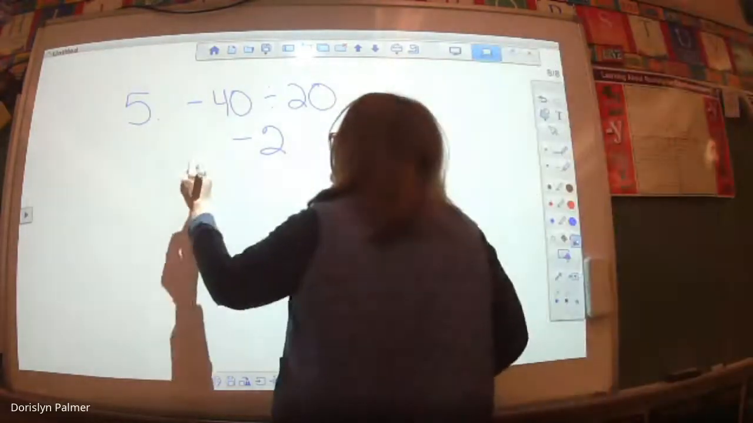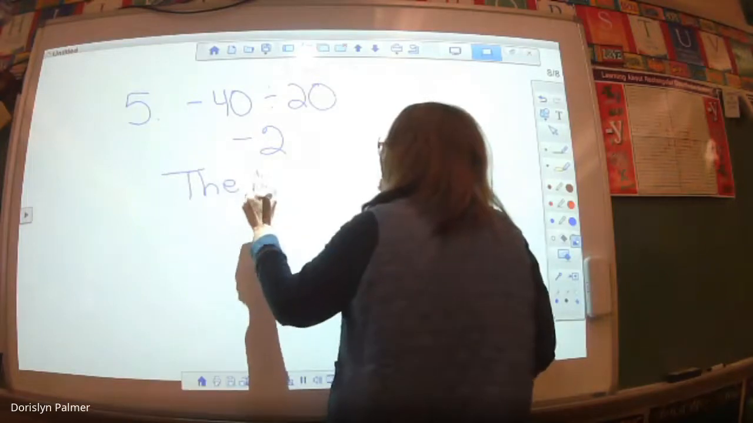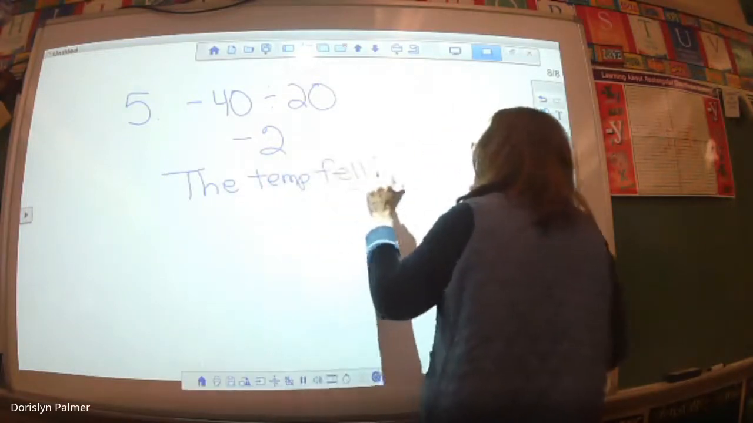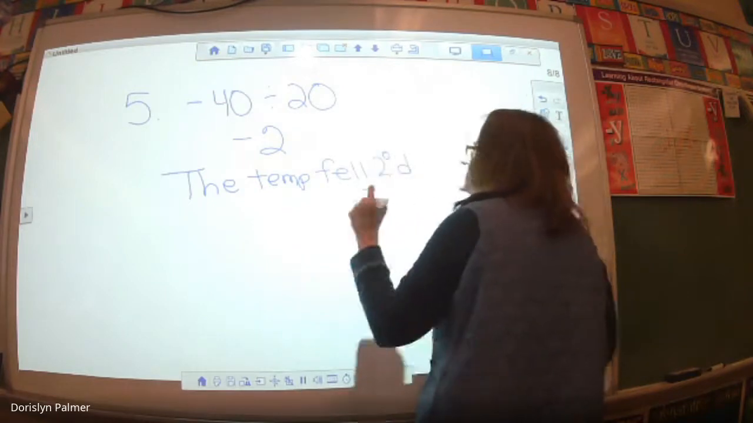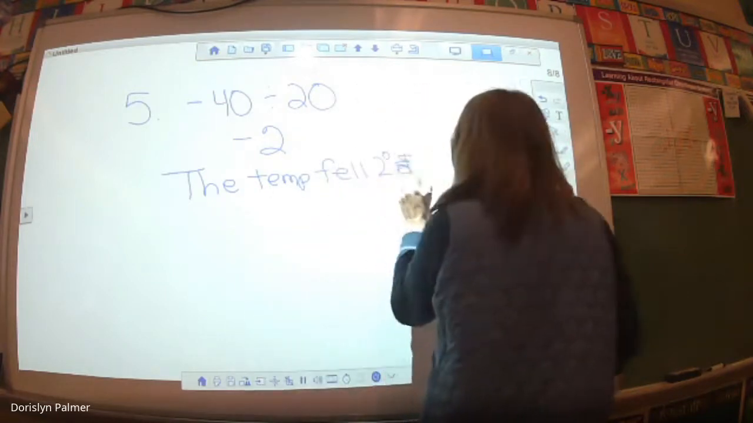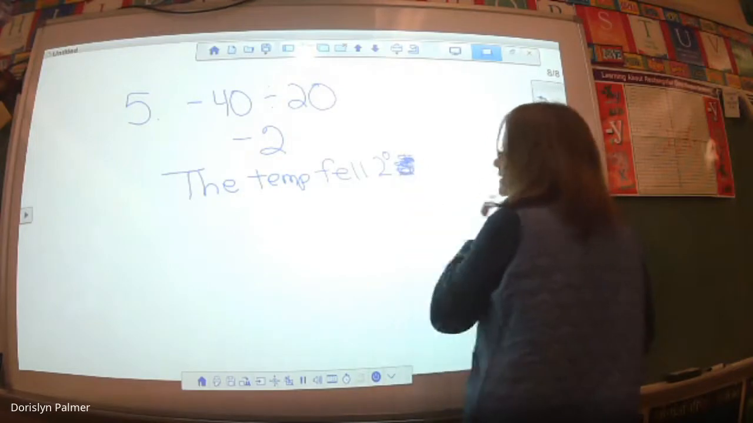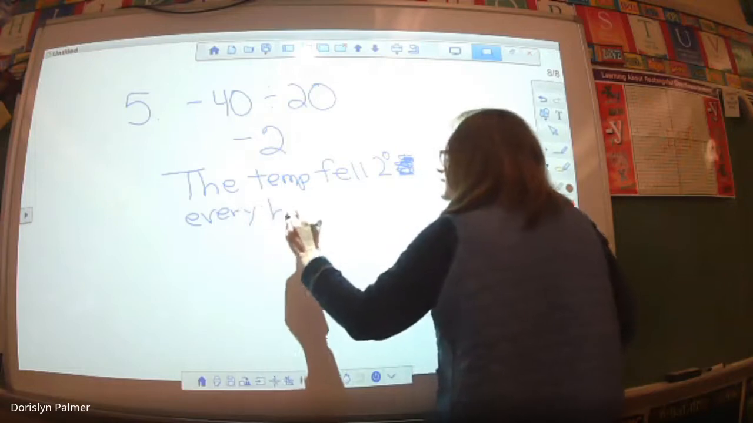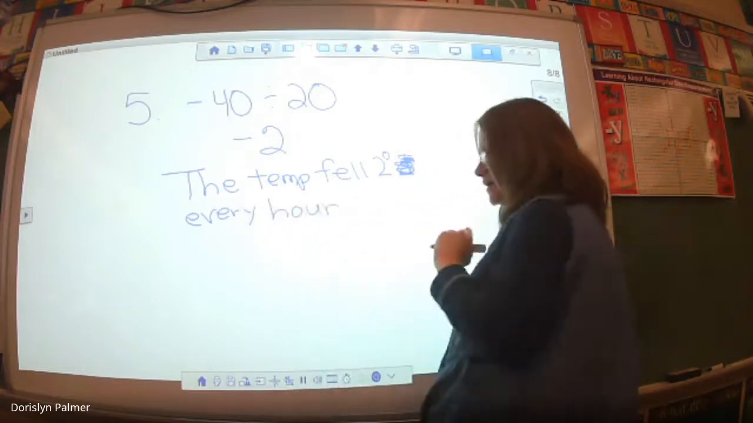So now we'll write it in for the explanation. So you guys are doing -2. The temp fell 2 degrees. Oh, we can just put the little degree sign. 2 degrees. I don't want to use the eraser in case it makes my computer confused. Every hour. Okay. Hey, you guys got that one fast.